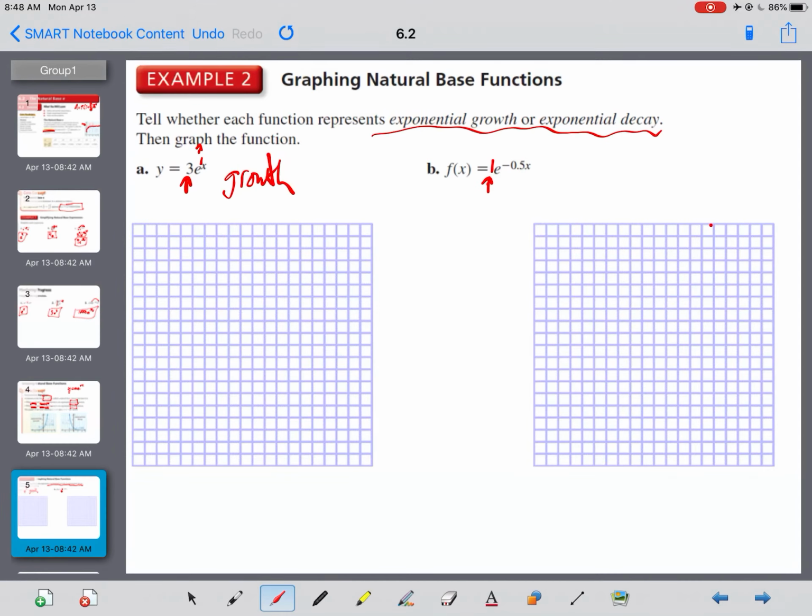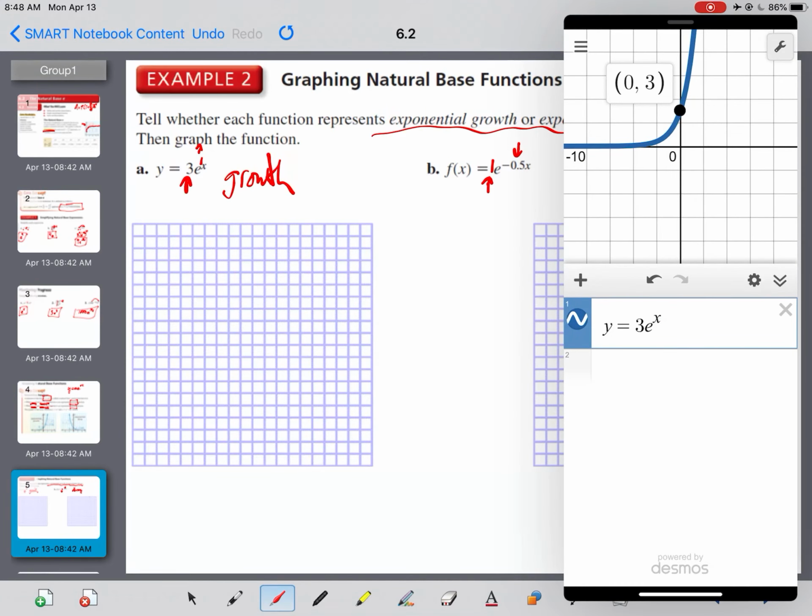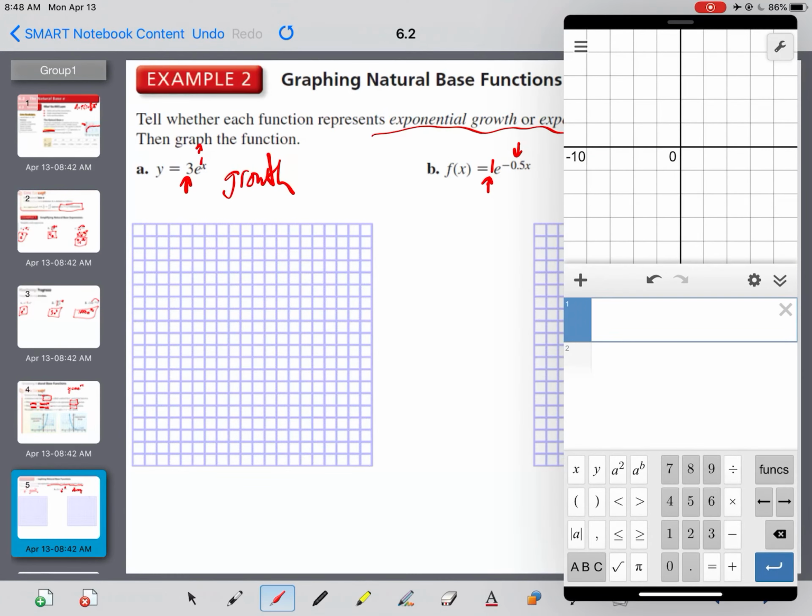Okay, and then let's look at this one. My a is a positive 1. My r is a negative 5, down. So it's going to be a decay graph. And then let's look.